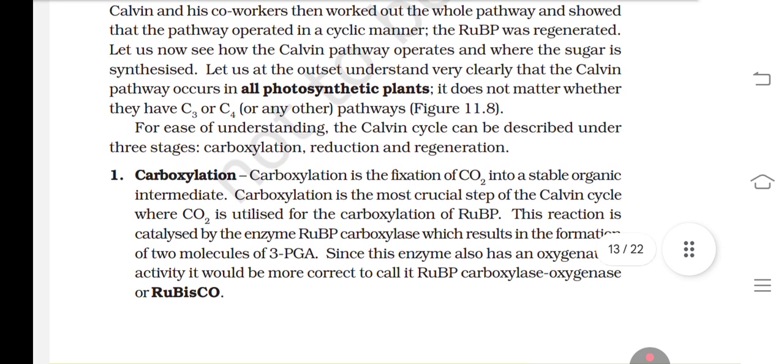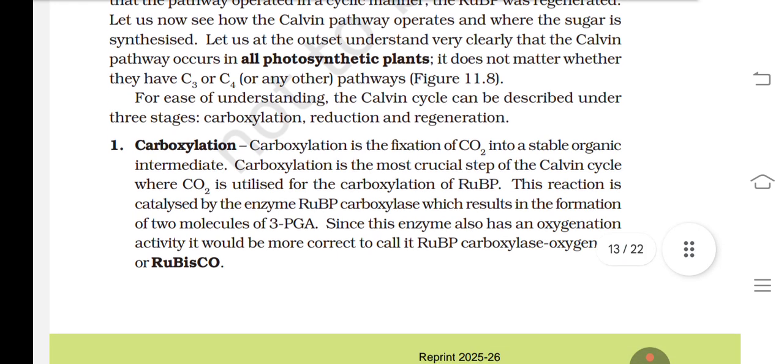Let us now see how the Calvin pathway operates and where the sugar is synthesized. Let us at the outset understand very clearly that the Calvin pathway occurs in all photosynthetic plants. It does not matter whether they have C3 or C4 pathways. For ease of understanding, the Calvin cycle can be described under 3 stages: carboxylation, reduction, and regeneration.